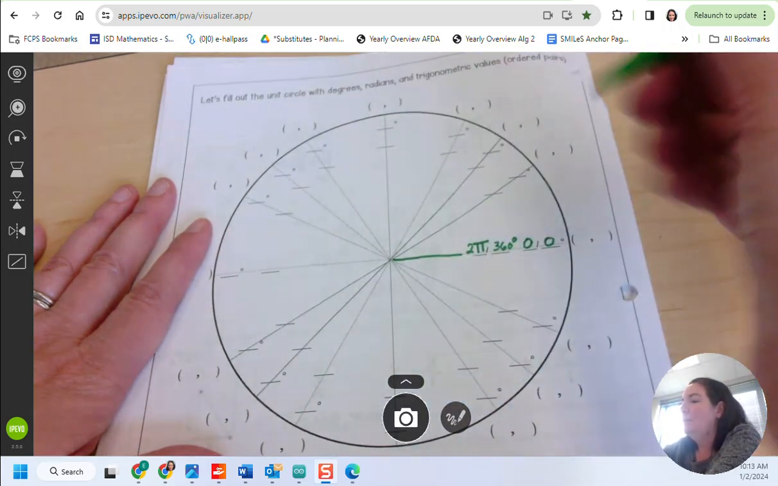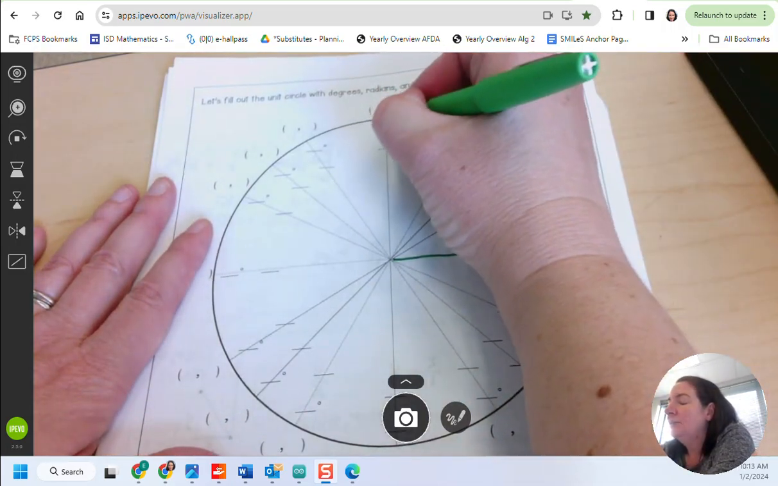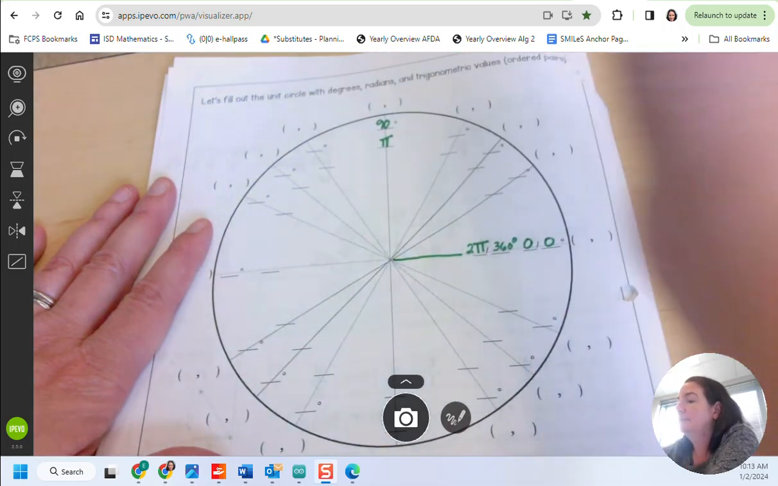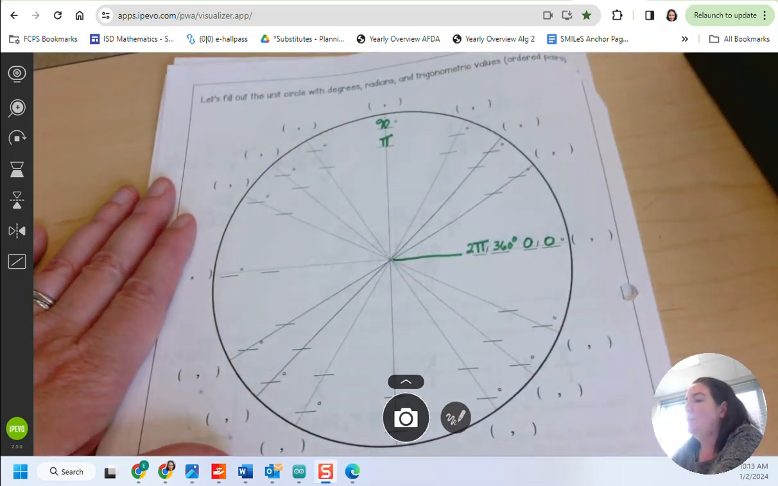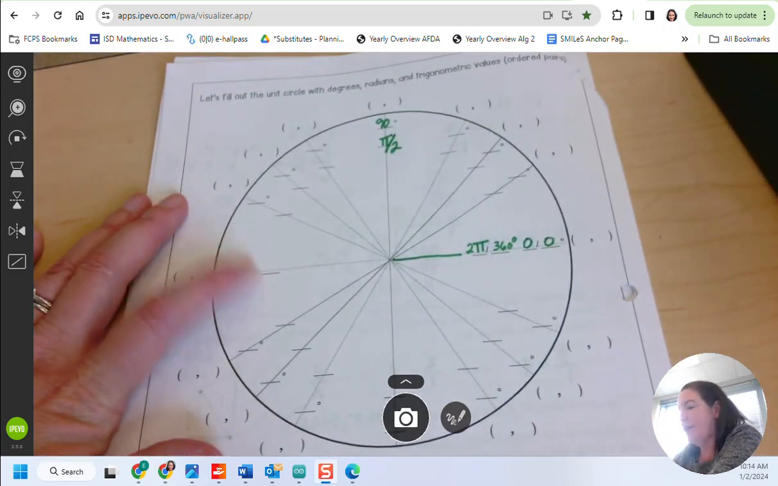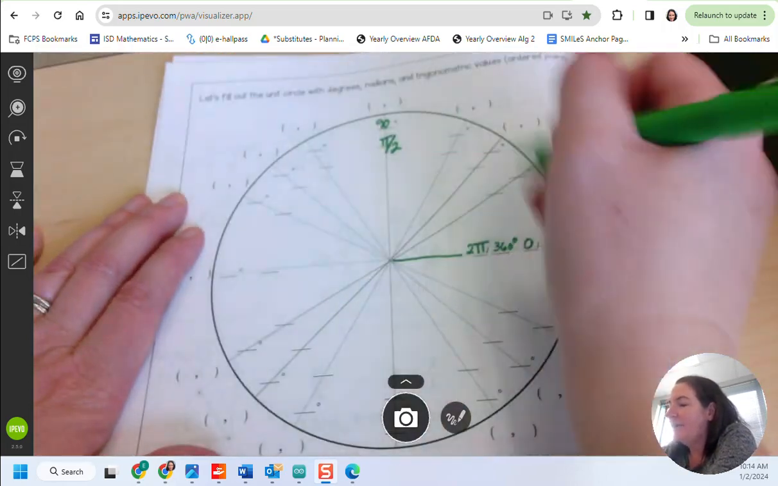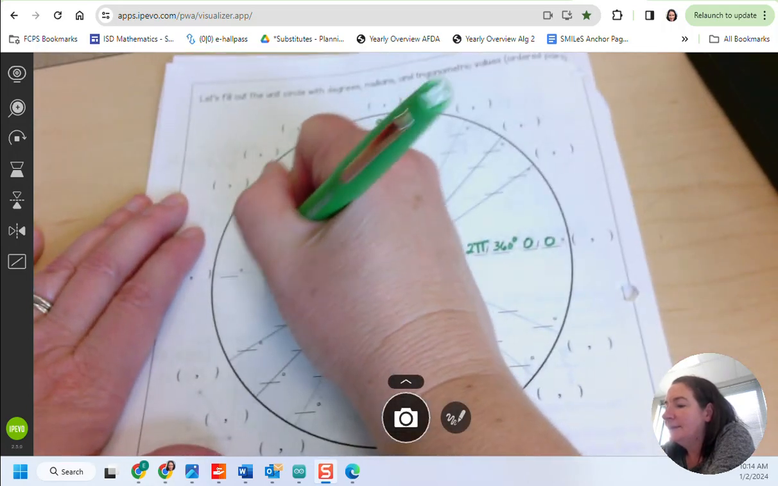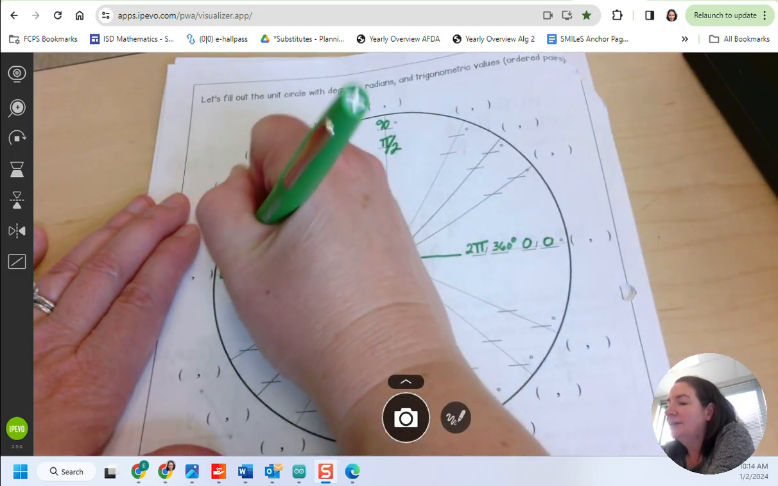Up here, we have 90 degrees, which is pi over 2, my bad. Over here is pi radians, right? That makes more sense. A half circle will be pi radians and 180 degrees.